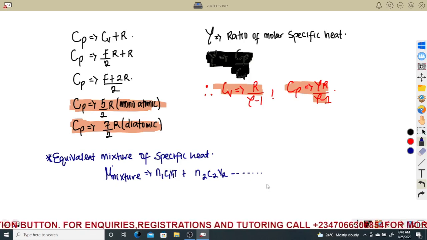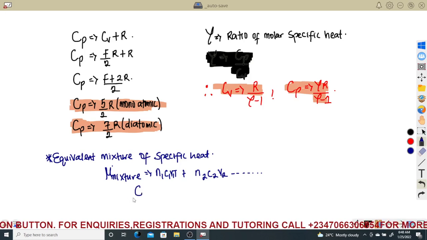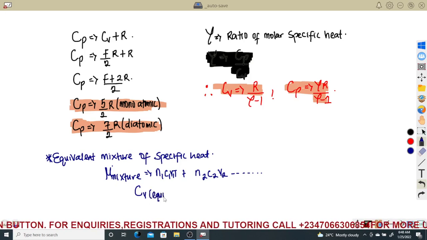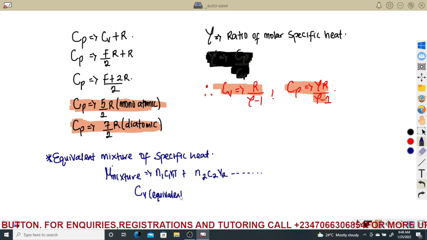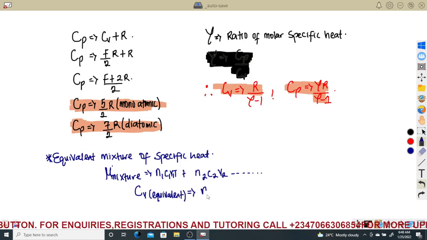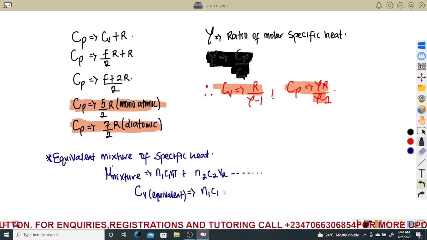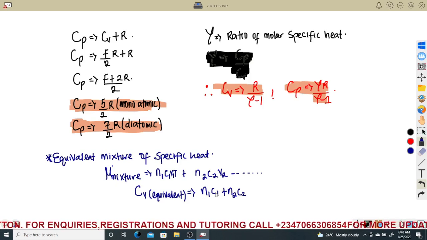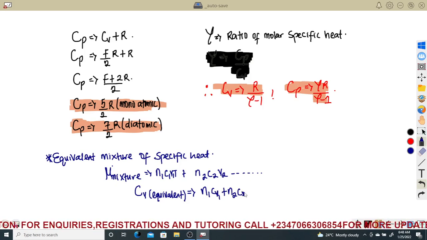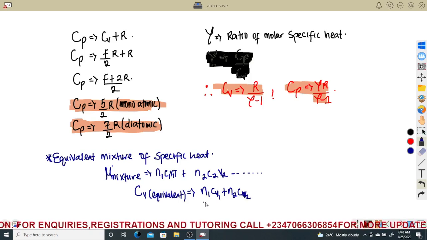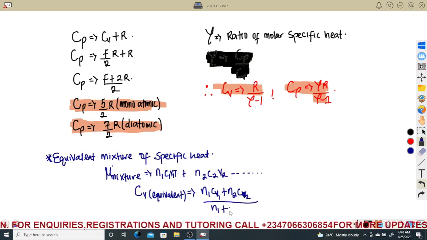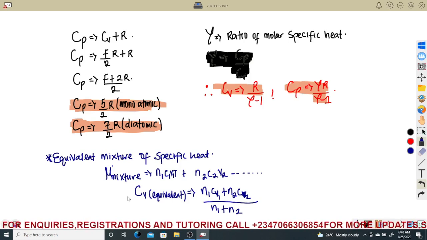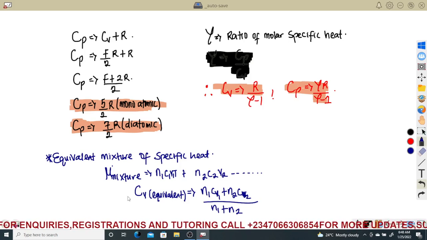I have that, then continue like that. So we can say something like equivalent specific heat. The total amount of molar specific heat at constant volume can be N1 CV1 plus N2 CV2 over N1 plus N2. When I say CV1, CV2, it is for understanding's sake. So when you are mixing different molar specific heats at constant volume, this is the equivalent you have.